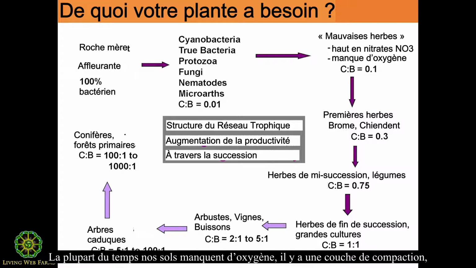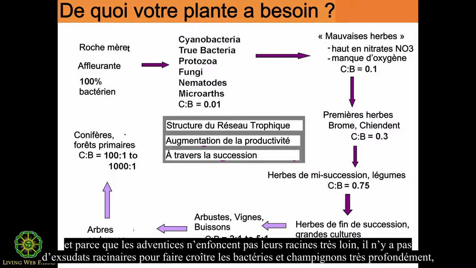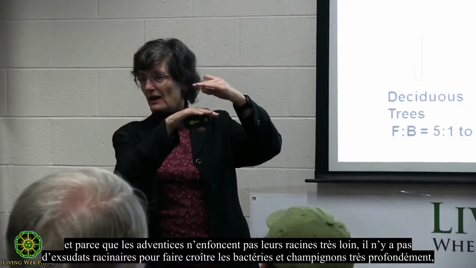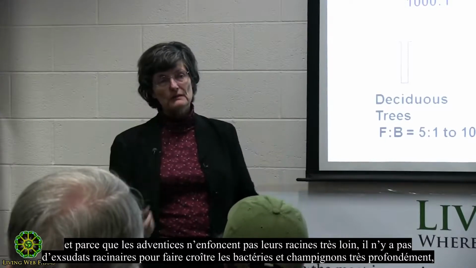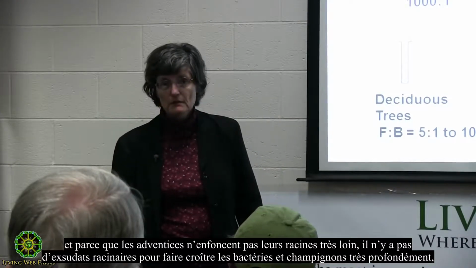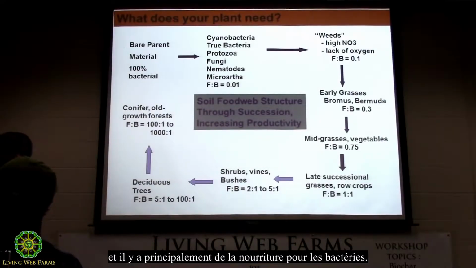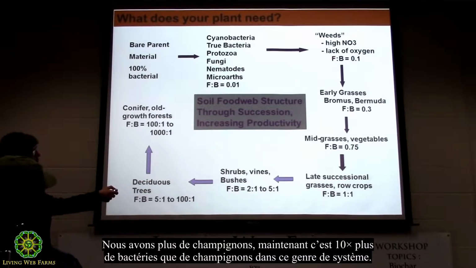Most of the time our soils are lacking in oxygen. We've got a compaction layer in there because the weeds aren't putting their roots down very far. We're not getting the exudates to grow the bacteria and fungi very deep. And they're putting out mostly bacterial foods. At least we got a little more fungi.